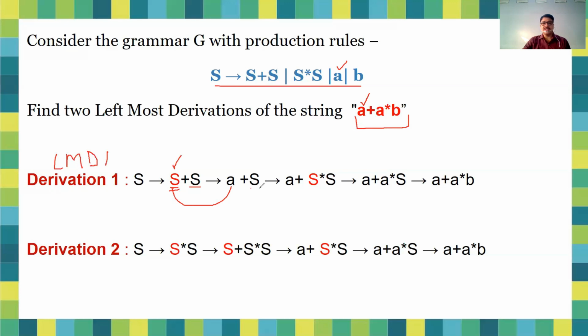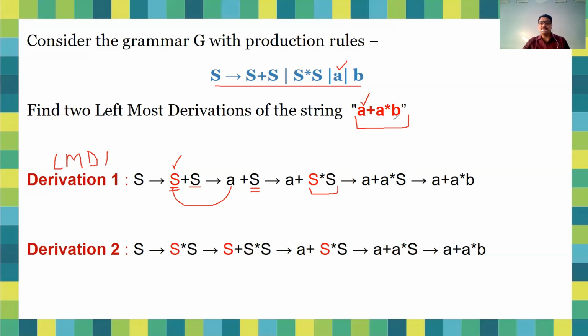Now there is only a single variable, so we can expand this variable by S asterisk S, because we also require the asterisk. Now again we have two variables, so we have to expand the left one. Is it clear? Again, we are creating the leftmost derivation, which is why we keep expanding the leftmost variable. In this case, S is replaced by a. Now you can find the string a plus a asterisk S, where S is again a variable.